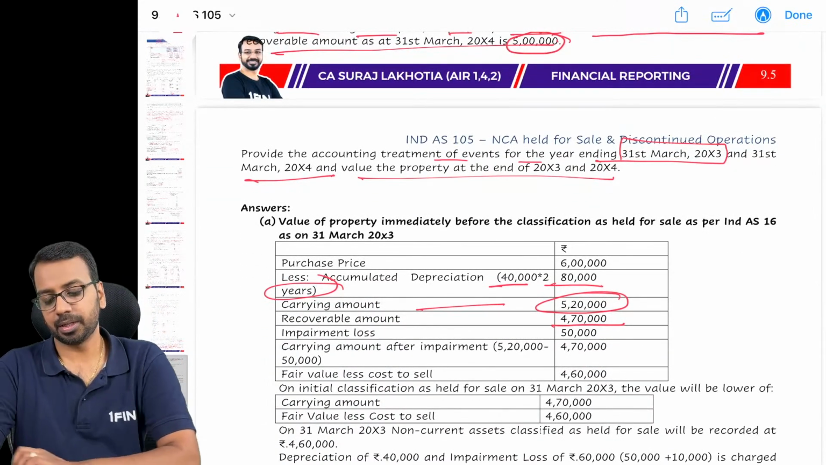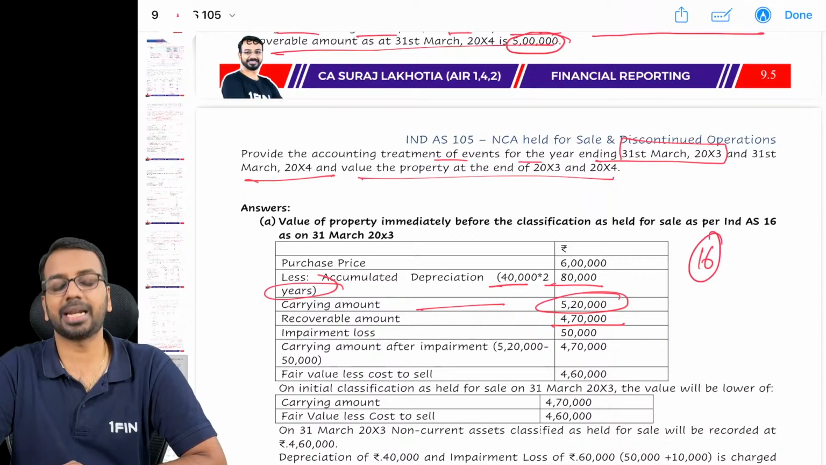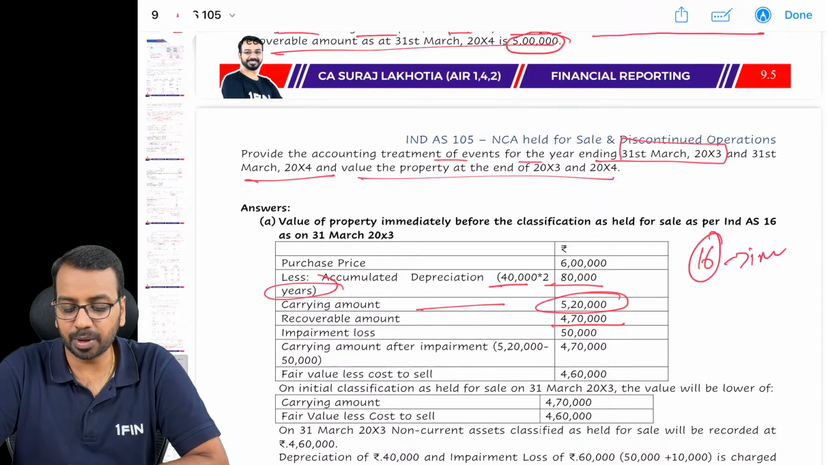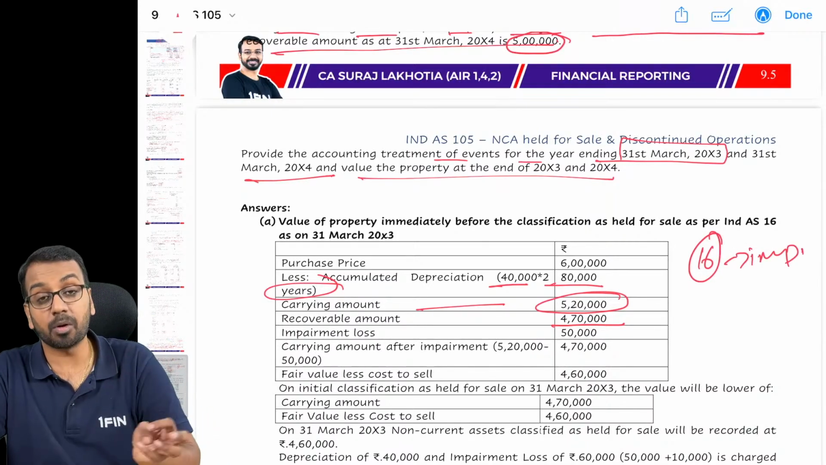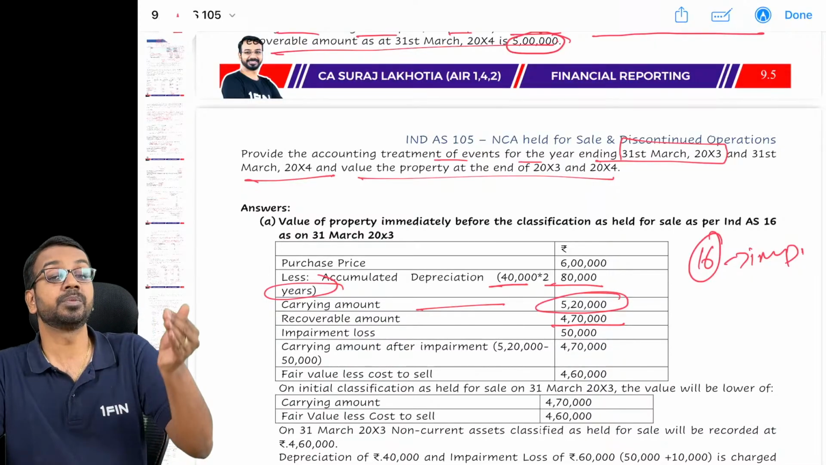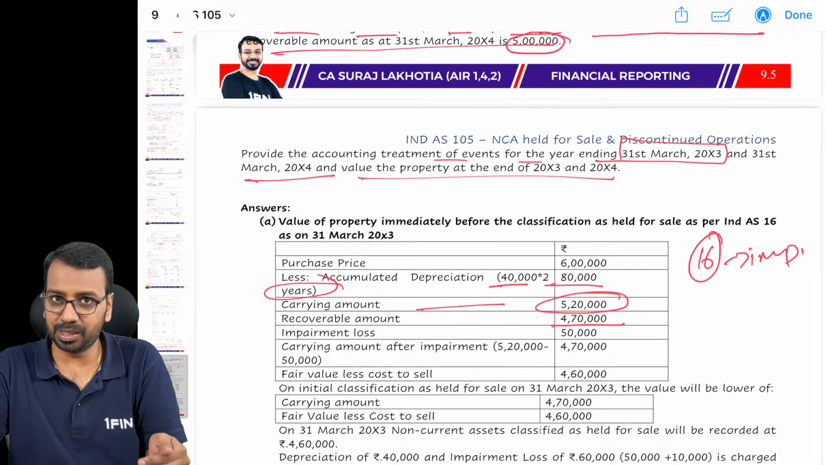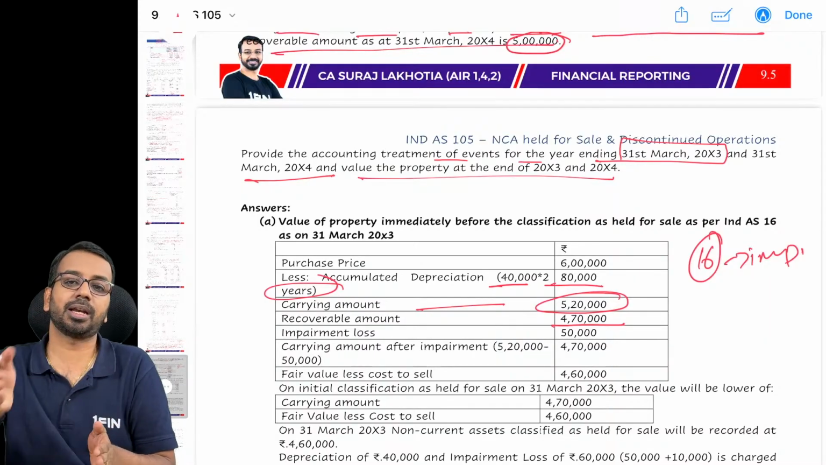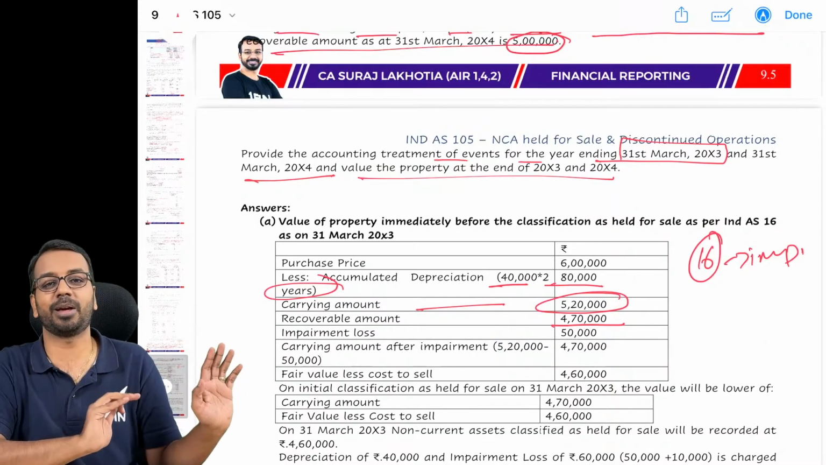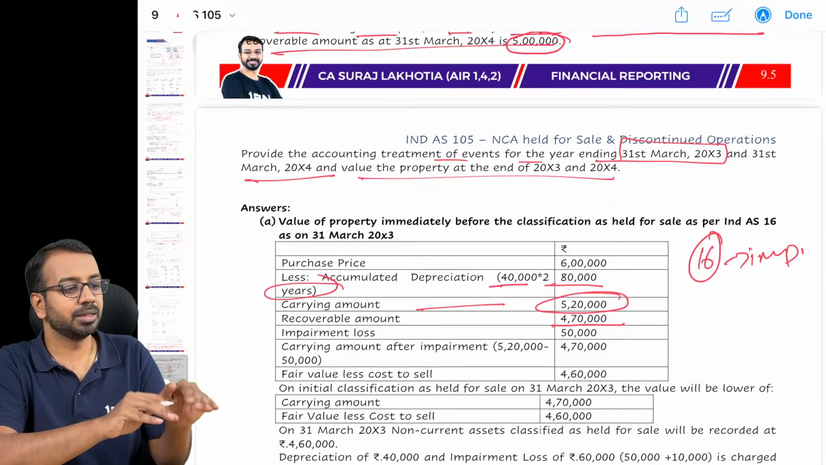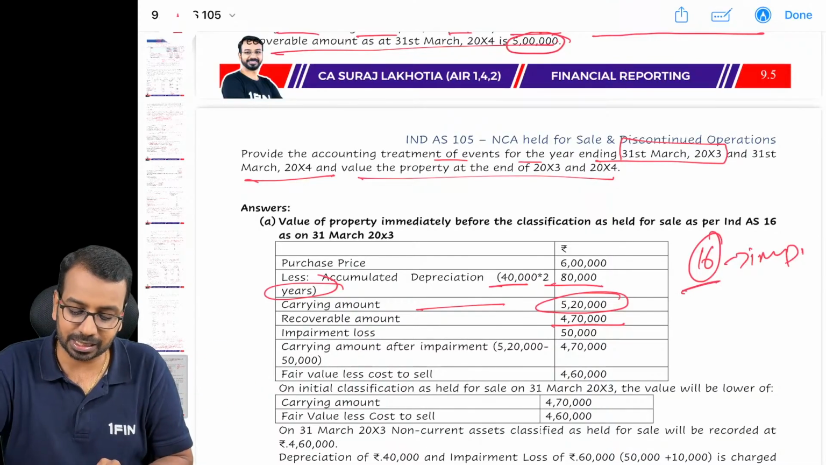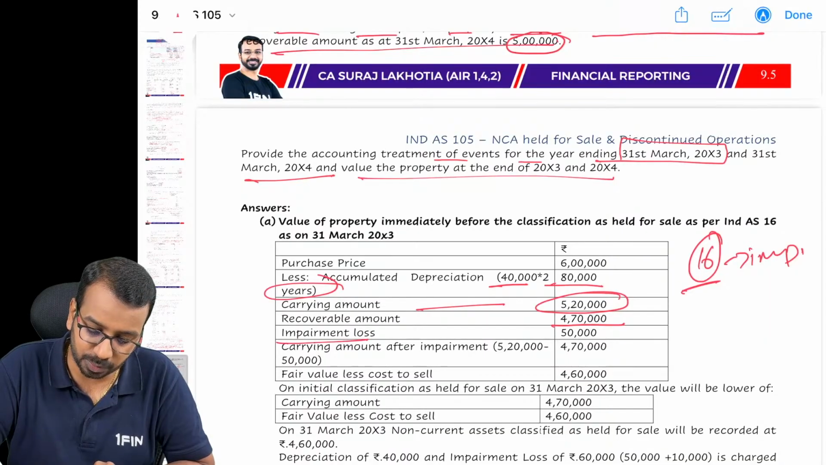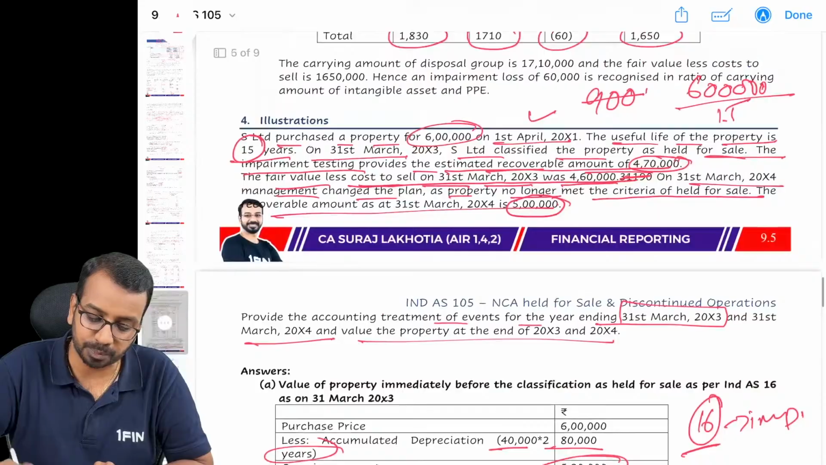Now always remember, once we have to measure it as per Ind AS 16, it talks about impairment loss also. The carrying amount as per Ind AS 16 is the cost minus accumulated depreciation minus impairment loss. So before classification under Ind AS 105, I have to complete all of these formalities. So I will complete the formality of Ind AS 16. So the impairment loss becomes 50,000, carrying amount is 4,70,000.